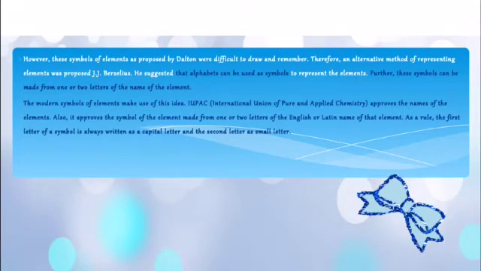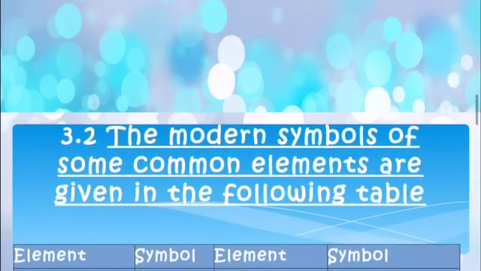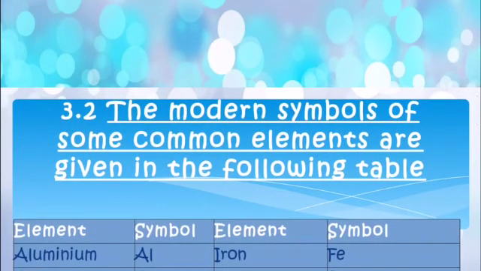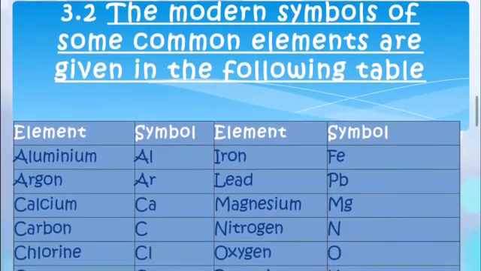There are some guidelines for writing the symbols of different elements that we can discuss. So I have told you earlier also, for writing the first 20 elements, the first letter is always capital and the second letter is always small. Now the modern symbols of some common elements are given in the following table.